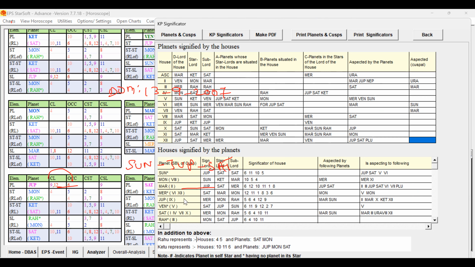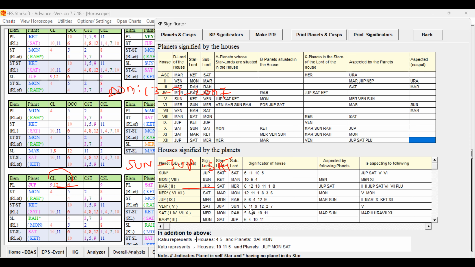Jupiter is in the star of Moon and the sub of Rahu. Rahu also signifies 6, 4, 10, and 11. So Jupiter and Saturn are not strongly signifying 2, 7, or 11. It is signifying 5 only. Just with the 5, we cannot take it, because Jupiter also has 6, 4, 12, and Saturn also has 6, 4, 10. Which planet is the strong significator of 2, 7, or 11?